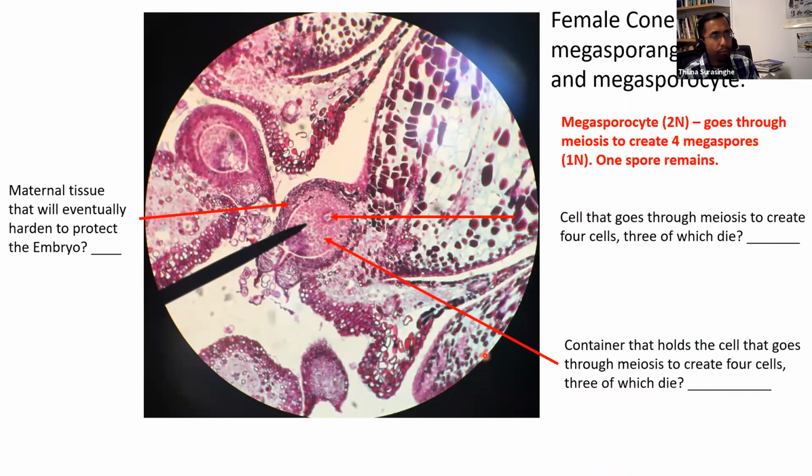Now, here we are looking at a female cone, specifically aiming at a single ovule.